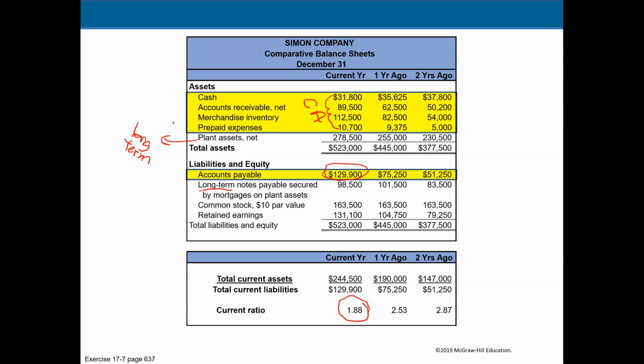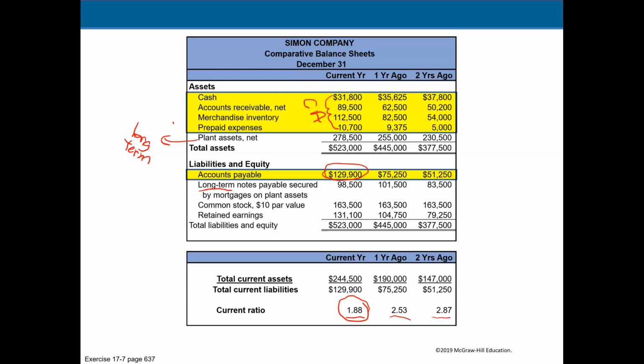The higher the number, the better. So two years ago, it was 2.87. Last year is 2.53. It decreased a little. And this year, it's 1.88. So your current ratio is decreasing, and that actually is not a good thing. They still have a pretty good current ratio, but it's decreasing. Because you see a trend, three points make a line, so three ratios make a trend. Because it's decreasing, you want to research it.